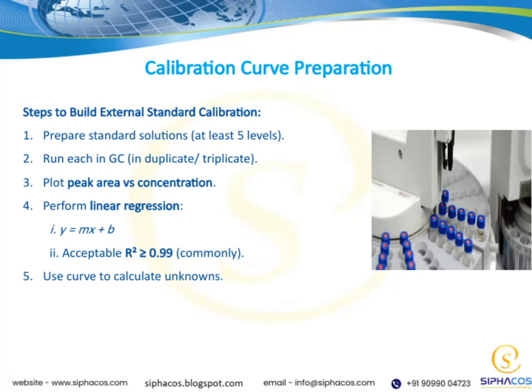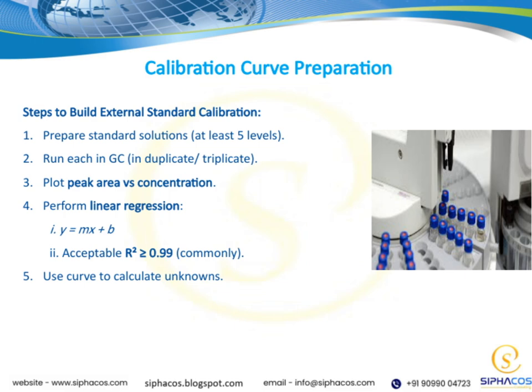Now, let's talk about how to prepare a calibration curve. The first step is to prepare standard solutions at at least 5 different concentration levels. This range helps us establish a reliable calibration. Next, we run each standard solution through the GC, and it's best to do this in duplicate or triplicate to ensure accuracy and reproducibility. Once we have our data, we plot the peak area against the concentration for each standard. This gives us a visual representation of the relationship between concentration and signal.